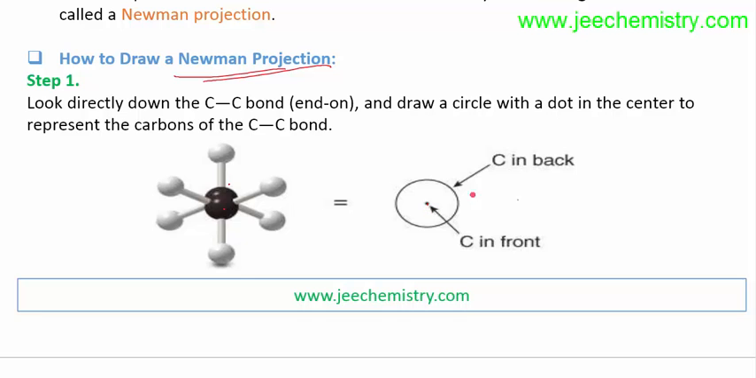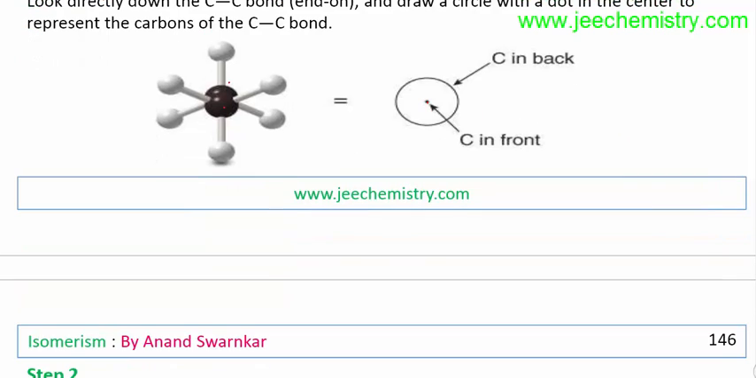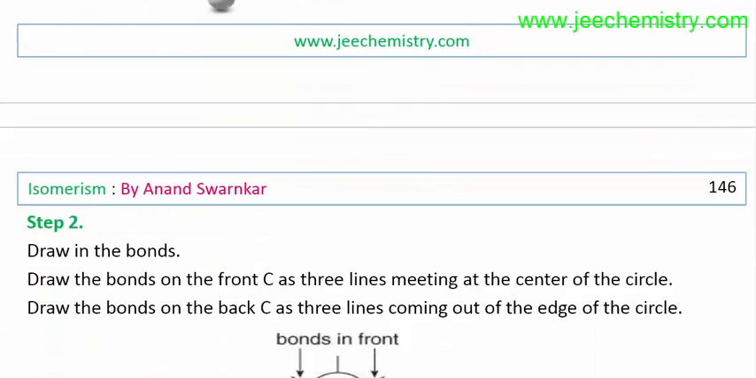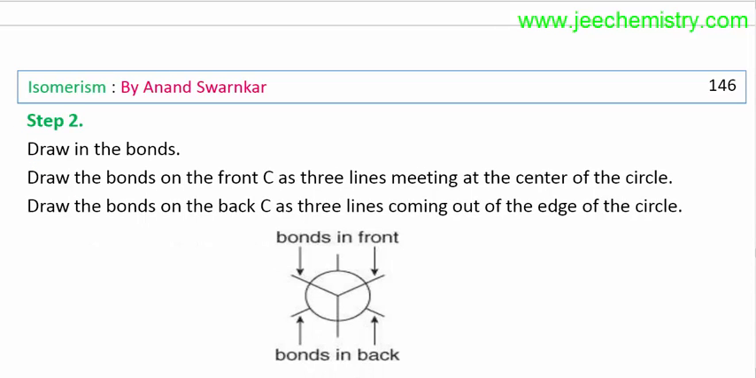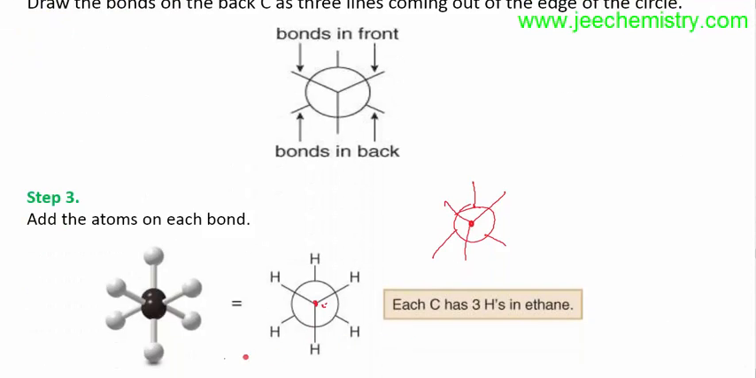Now the front carbon atom has 3 bonds. Here 3 bonds are shown: 1, 2, 3. Now the circle is the backward carbon atom, and the backward carbon atom also has 3 bonds. In this way we can represent the view in the Newman projection, and the conformation isomerism can be shown.